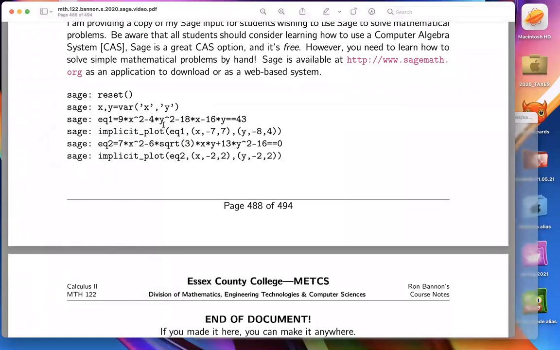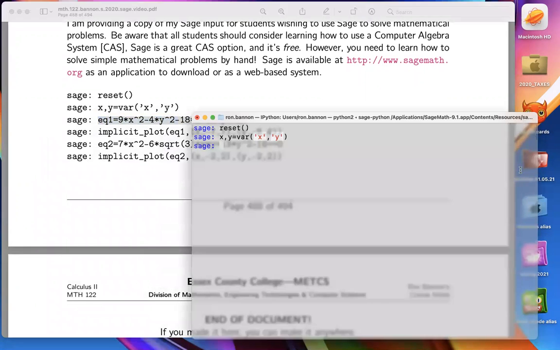Now, certainly when I copy it, I'll read it to you. I'll tell you what it says. Okay, I'm assigning to EQ1. EQ1 is shorthand for me for equation one. And equation one is 9x squared minus 4y squared minus 18x minus 16y equals 43.